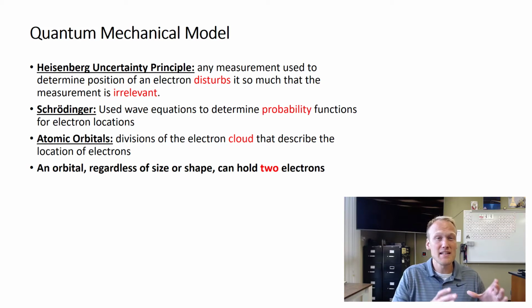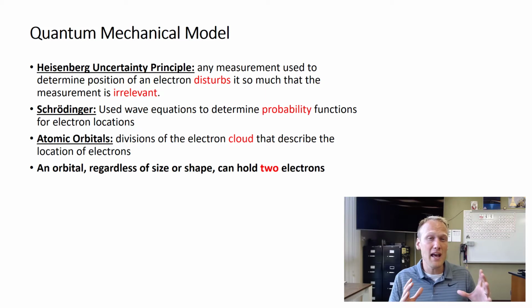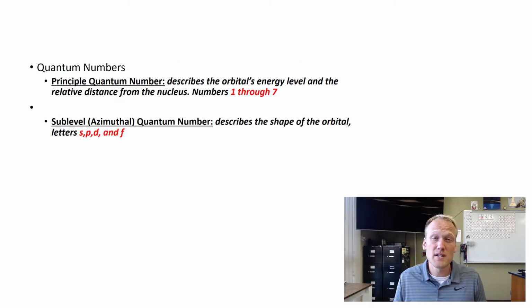It's not based on these defined rings of energy like Bohr said. It's more probable locations based on the math from Schrödinger. And every atomic orbital can only hold 2 electrons, or every room in the hospital only has room for 2 electrons. So let's walk through these quantum numbers.